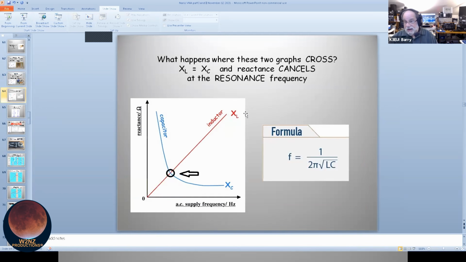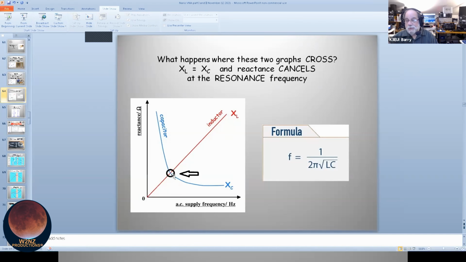At some frequency, the resistance of the capacitor and the resistance of the inductor have the same value. They have to. Something magic happens at that particular frequency. The two effects cancel each other, and the circuit behaves as if it has no reactance. Oh, see where I'm going with antennas.